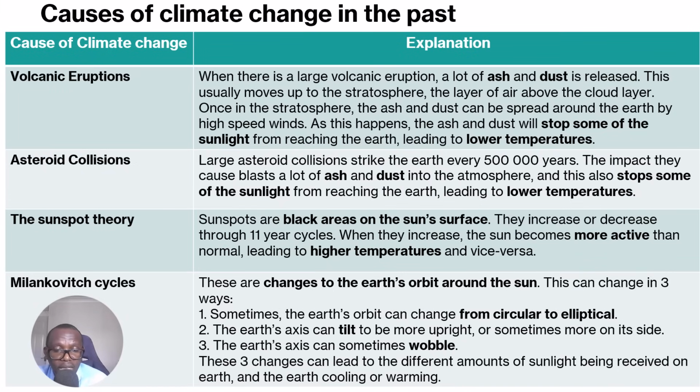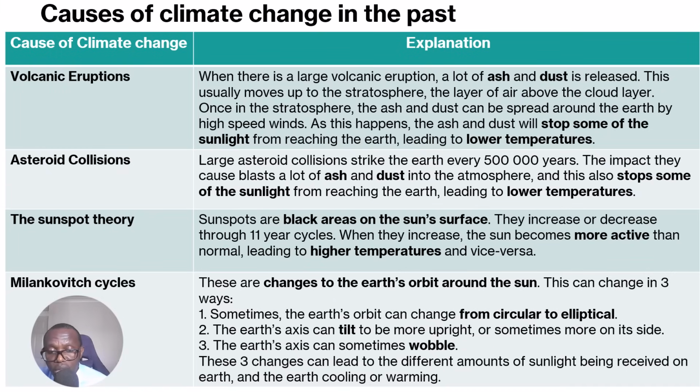Okay, now the fourth one is the Milankovitch cycles, and these are changes to the Earth's orbit around the sun, and they can occur in three main ways. Sometimes the Earth's orbit can change from being circular to elliptical. If you think about it, a circle will have a smaller diameter as compared to an elliptical shape, because an elliptical shape is a lot more oval. Obviously, when the Earth's orbit changes from circular to elliptical, it means that the Earth may be either farther away from the sun or closer to the sun. And as a result, we are going to have either a warmer climate or a cooler one.